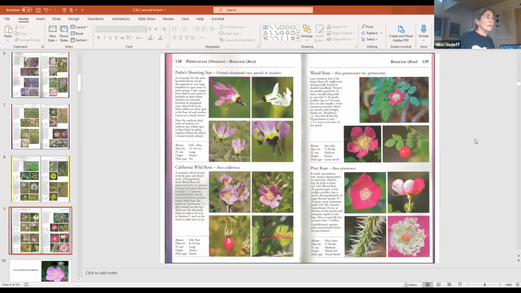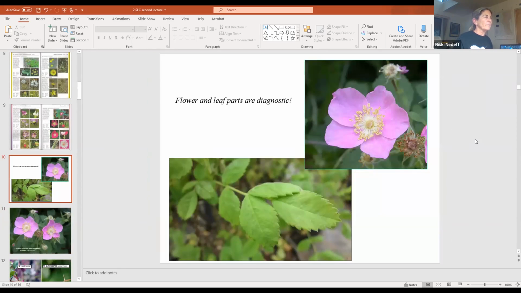And I'm going to go down a page. Oops. We know this is in the rose family, in the rose genus. We don't know exactly what kind of rose yet, but we know these are roses because the flower and the leaf parts are diagnostic. Here's a leaf with all these little serrations. We talked about the margins last week.